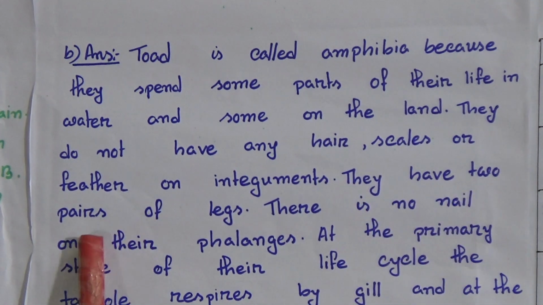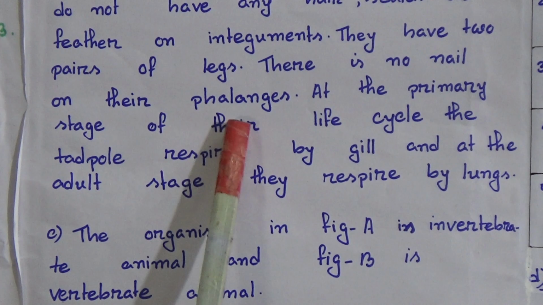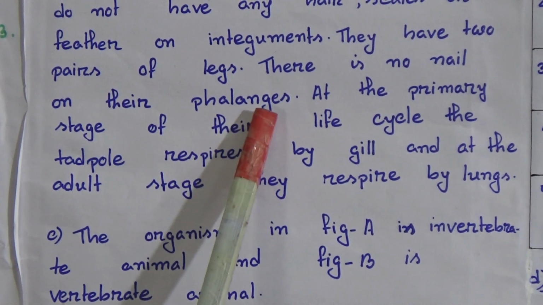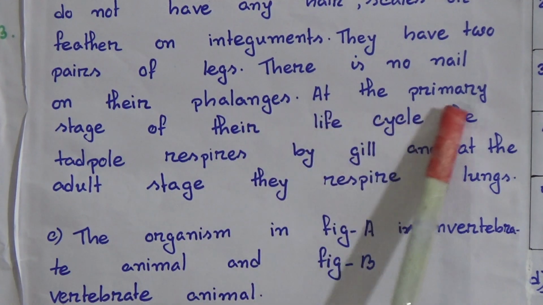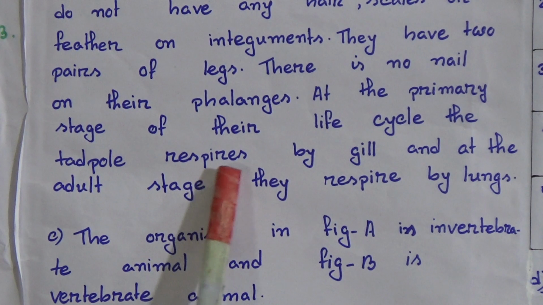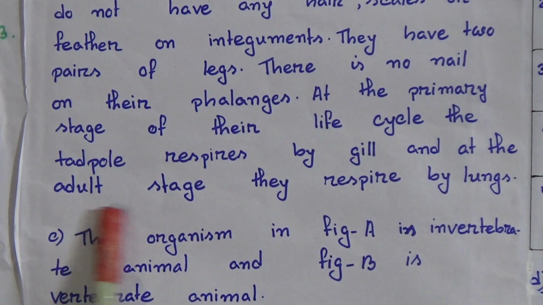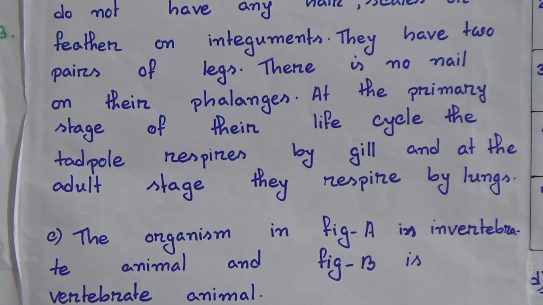They have two pairs of legs. There is no nail on their phalanges. Phalanges means the fingers of their foot. At the primary stage of their life cycle, the tadpole respires by gills, and at the adult stage, they respire by lungs like us.